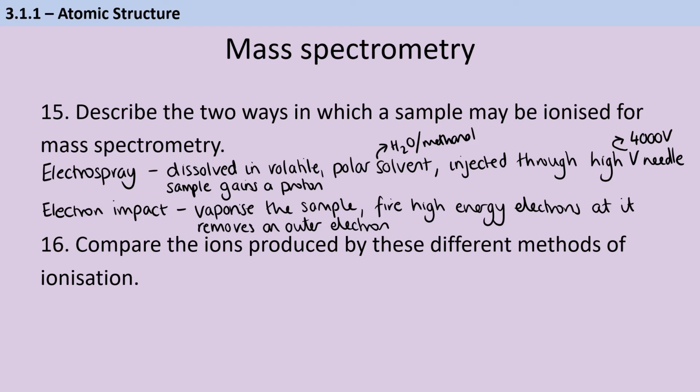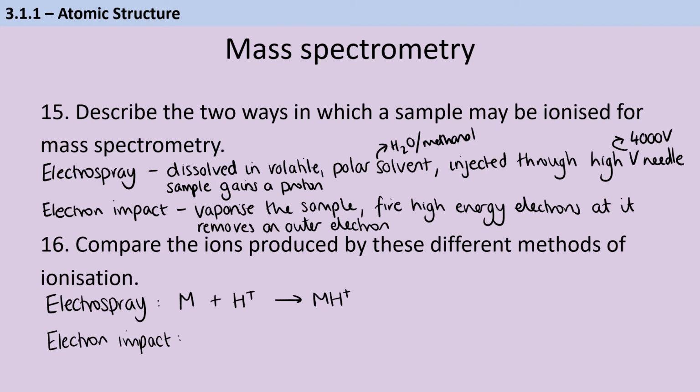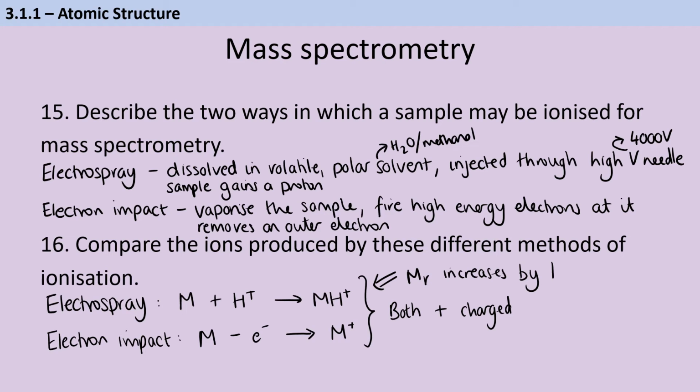So if we compare the ions that are produced by these different methods, for electrospray, as we say, we're adding a proton. And so this is going to make an ion that is equivalent to MH+, where M is your starting atom or your starting molecule with H+ on it. Whereas for electron impact, we're taking away an electron, and therefore we're just getting an M+ ion. So as you can see, both of those are positively charged ions, but the difference is in what happens to the relative formula mass. So for electrospray ionisation, the relative formula mass increases by 1, but in electron impact, the MR is going to stay the same.